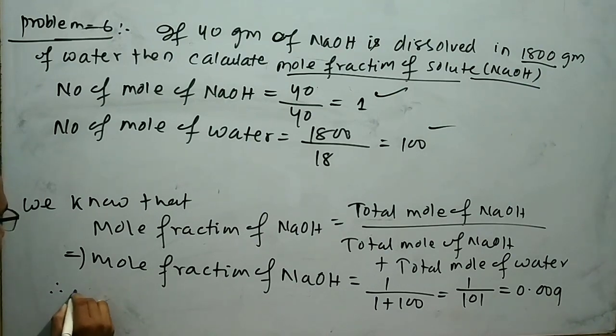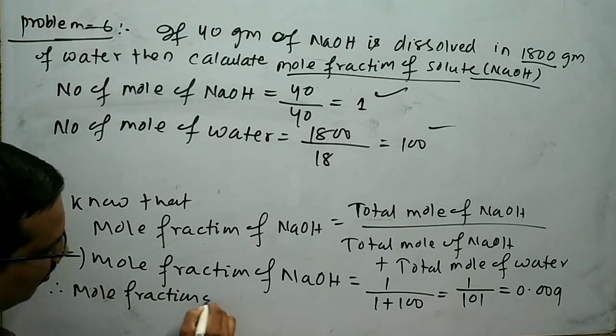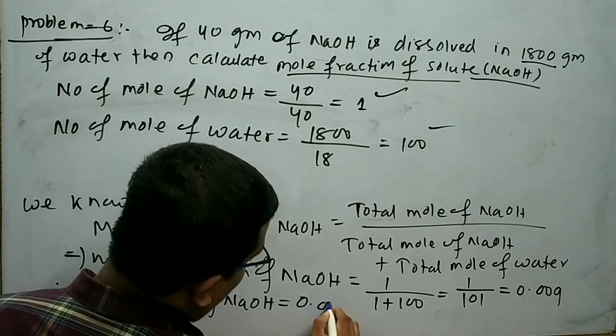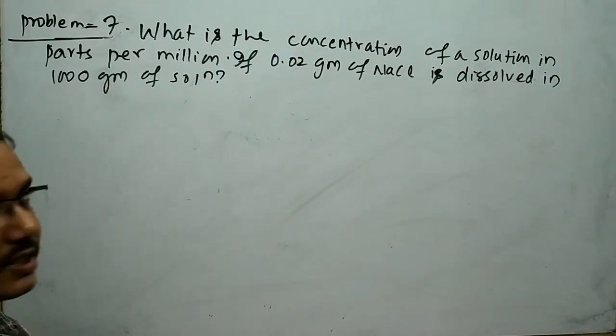That means I can write mole fraction of sodium hydroxide equal to 0.009. Next I will solve the problem number 7.